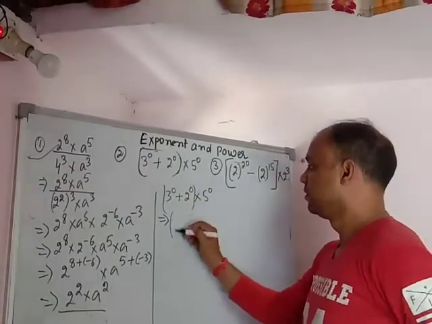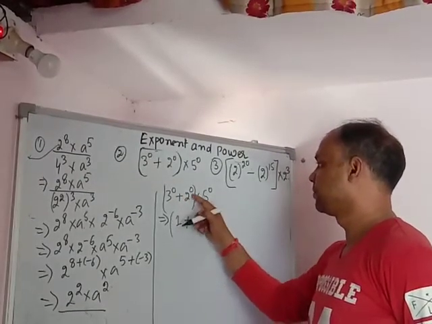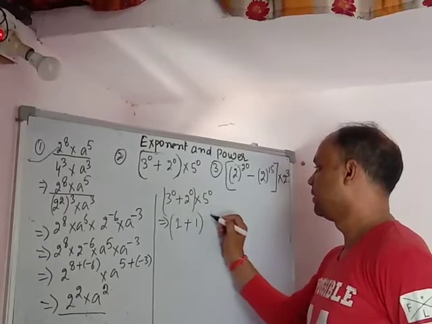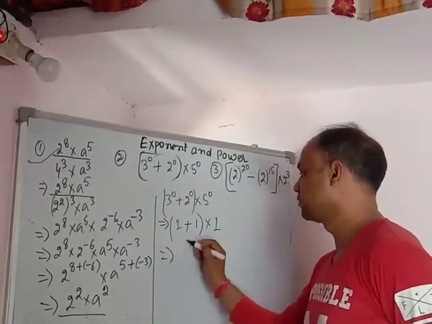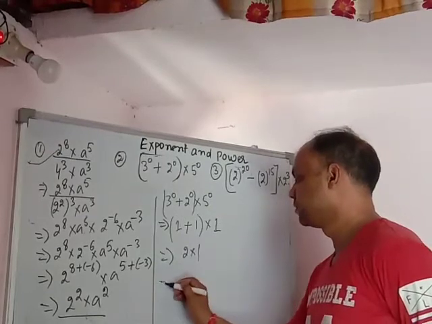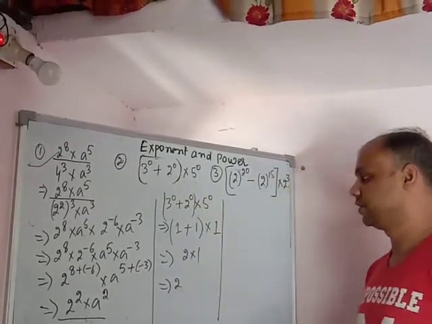So 3 raised to the power 0 is 1, plus 2 raised to the power 0 is 1, into 5 raised to the power 0 is 1. So this will be equal to 2 into 1. This will be equal to 2. Here the solution of this question is 2.